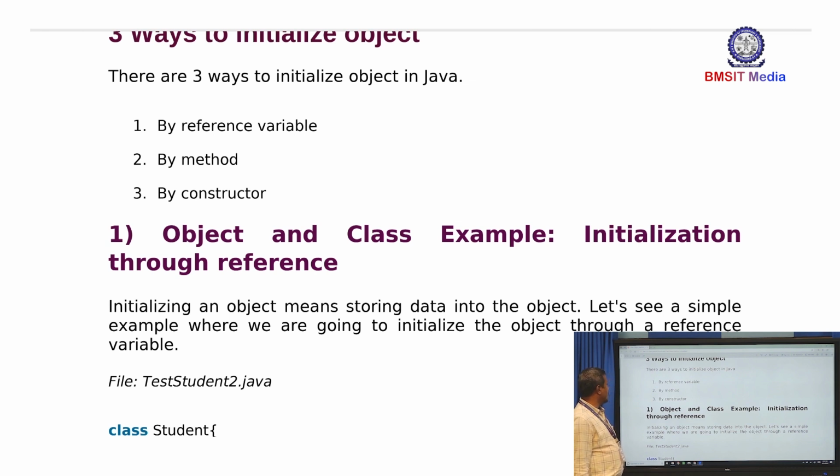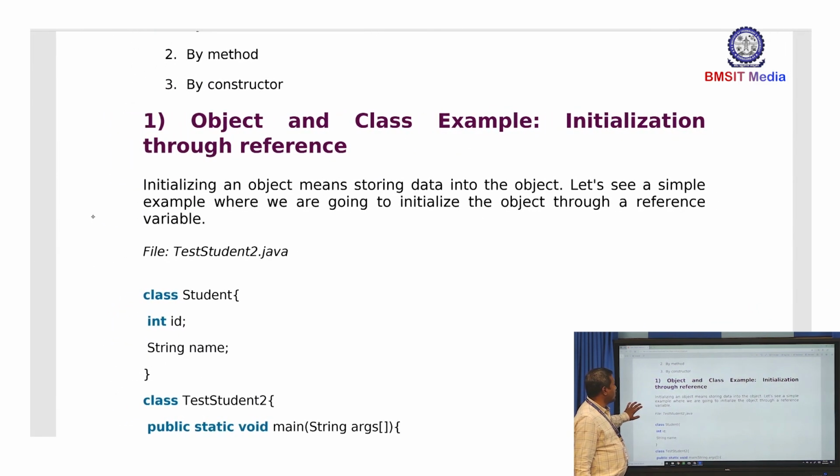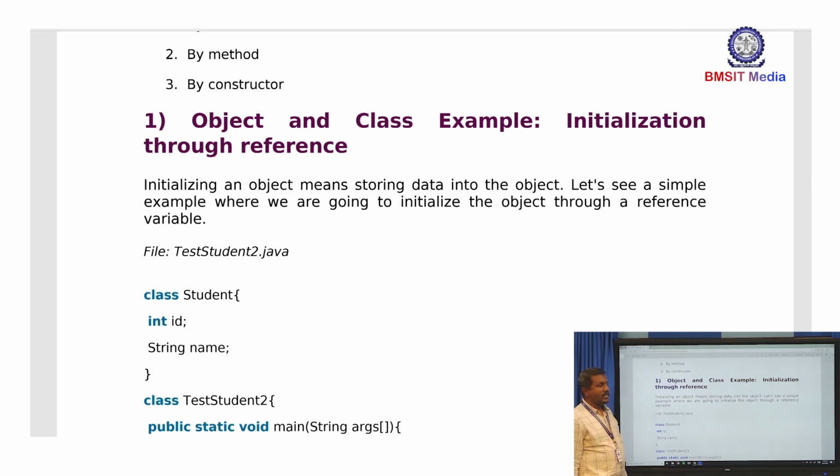So the first is initialization through reference. What is this initialization through reference? Initializing an object means storing data into the object. So let us see a simple example where we are going to initialize the object through the reference variable. This is a small example.